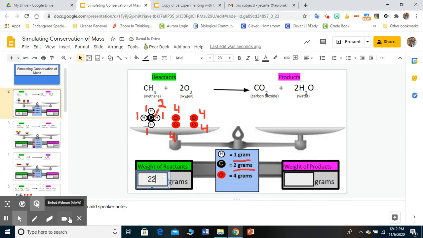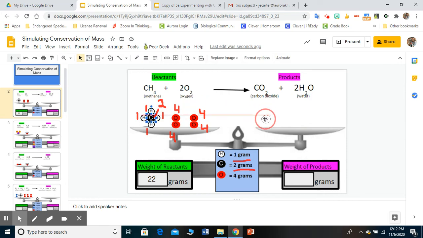Now, it's time for me to break apart these molecules and simulate the chemical reaction and make the products. So I'm going to break apart these molecules. I see that I need to make a CO2. And I also need 2 H2Os. So that's 2 molecules of H2O.